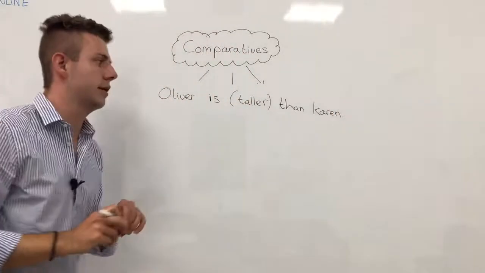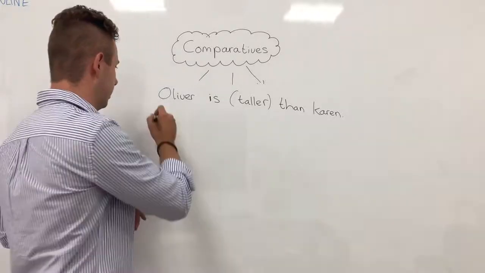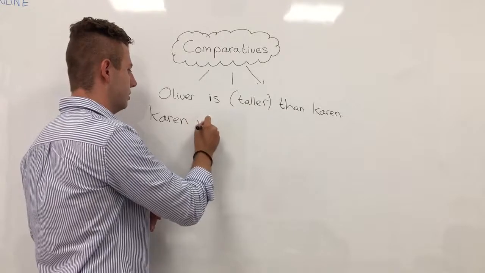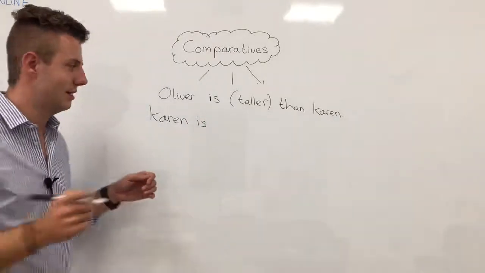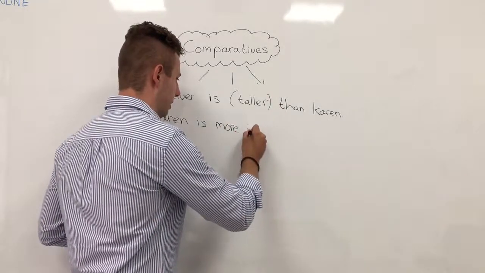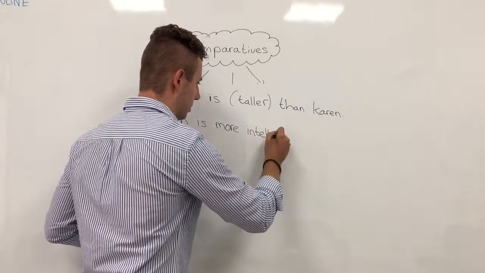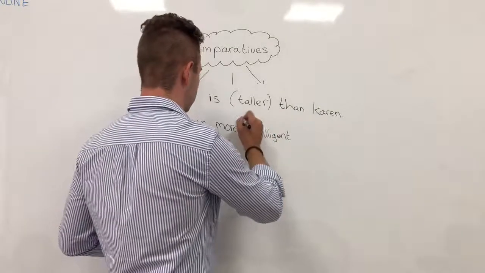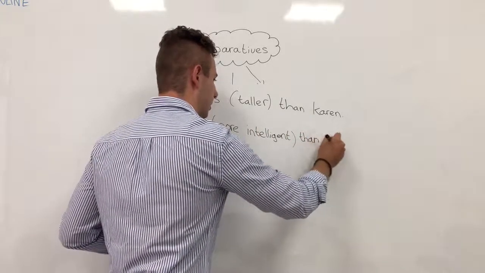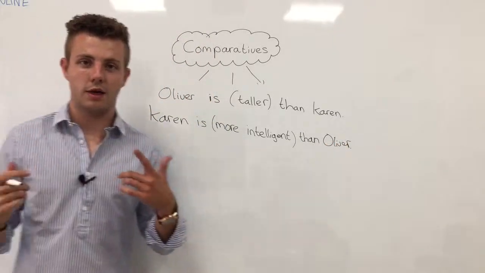Okay? And it's the same if we have two syllables or more. We use the same thing. What we're going to compare, Karen is, I'll let her have this one, more intelligent than, que, Oliver. I hope you understand that.